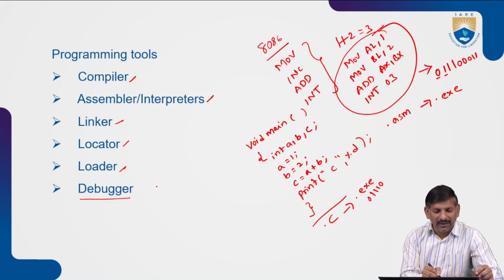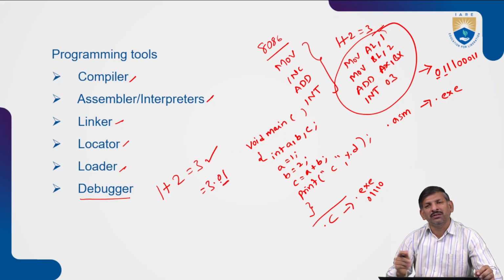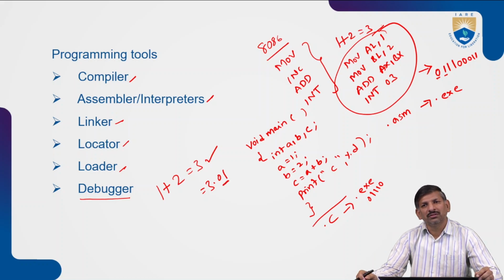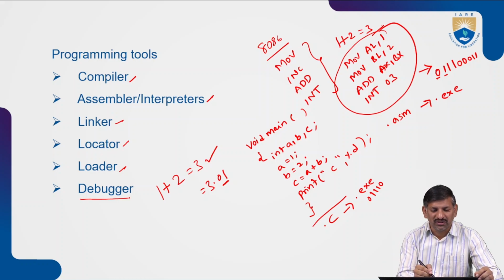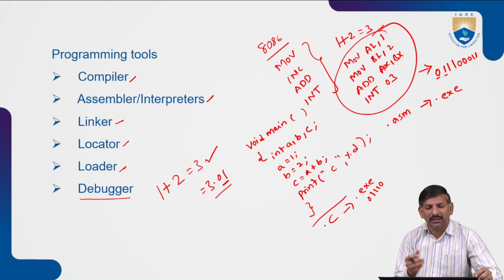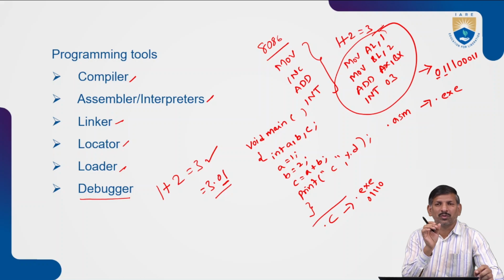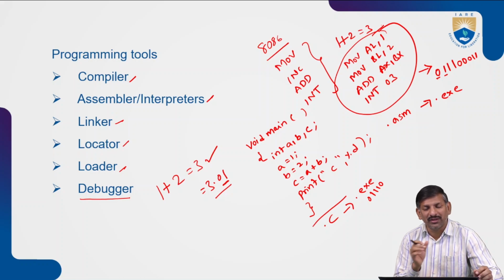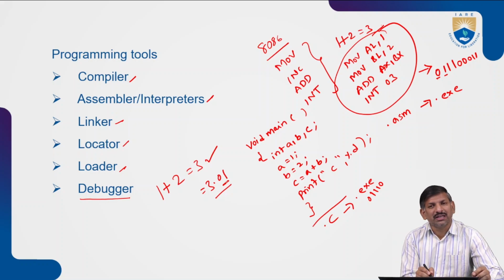Like, I am adding 1 plus 2 equal to 3. This is the desired response. In some cases, if I am getting 3.01, why am I getting the additional 0.01? That is the functionality deviation. Instead of 3, I am getting 3.01. That needs to be found in the program, where the deviation occurred. Bug means this functionality deviation here.